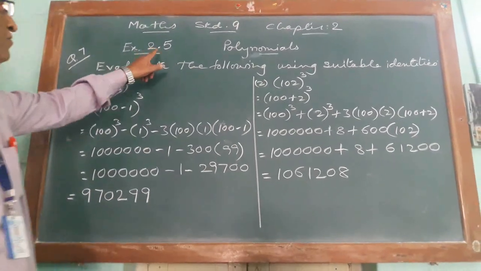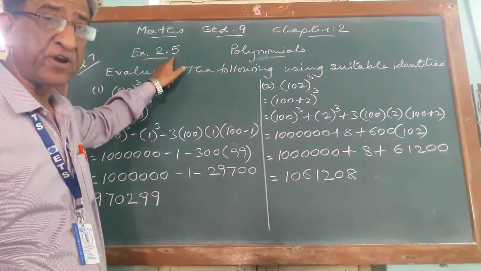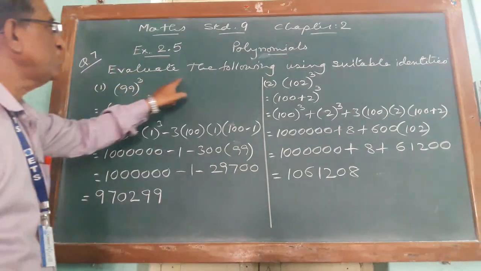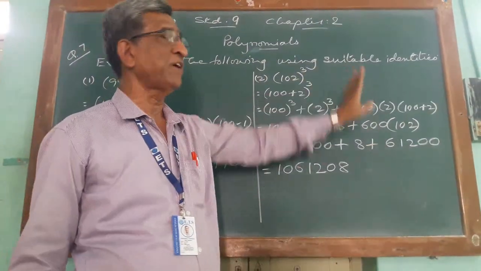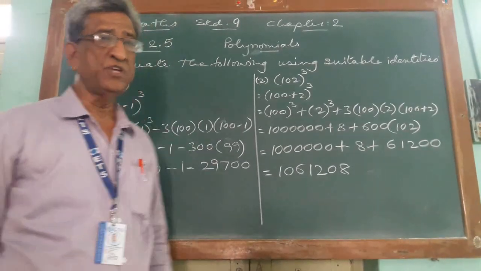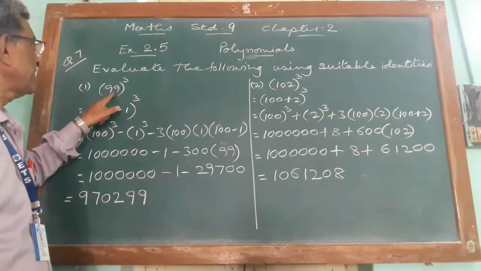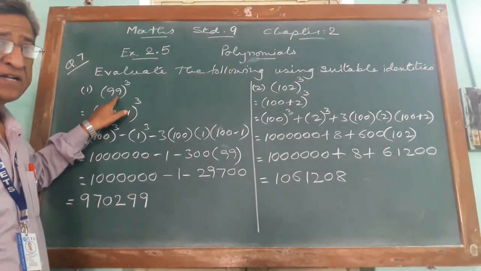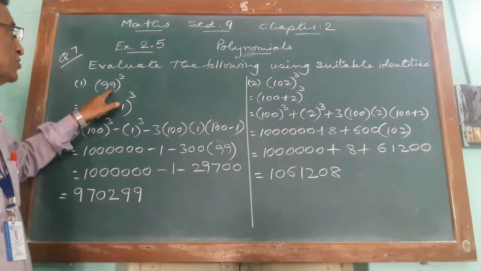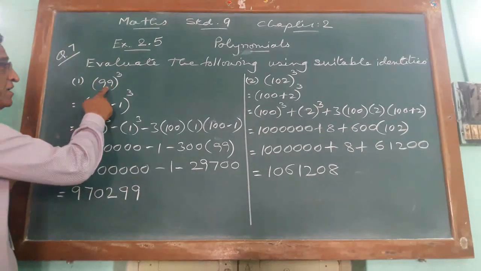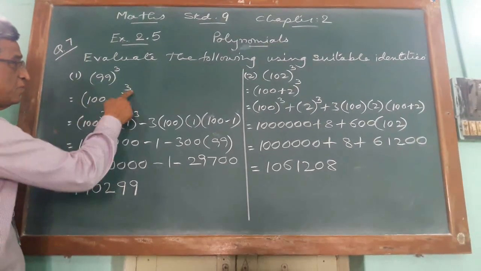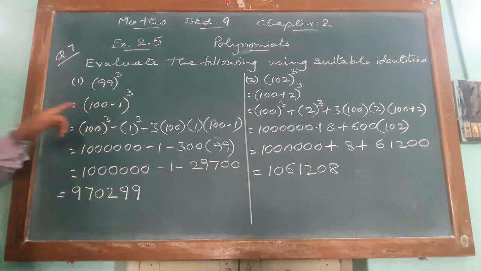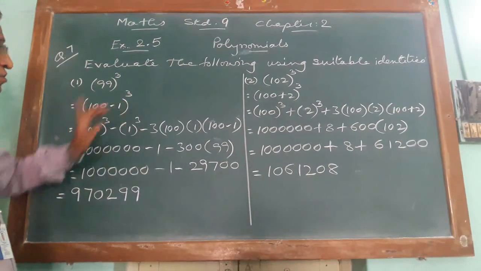Yes. Now we will continue with exercise 2.5. Question number 6. Evaluate the following using suitable identities. So here you have to find 99 cube using suitable identity. So 99 cube can be written as 100 minus 1 whole cube. Instead of 99, I have written 100 minus 1 whole cube.